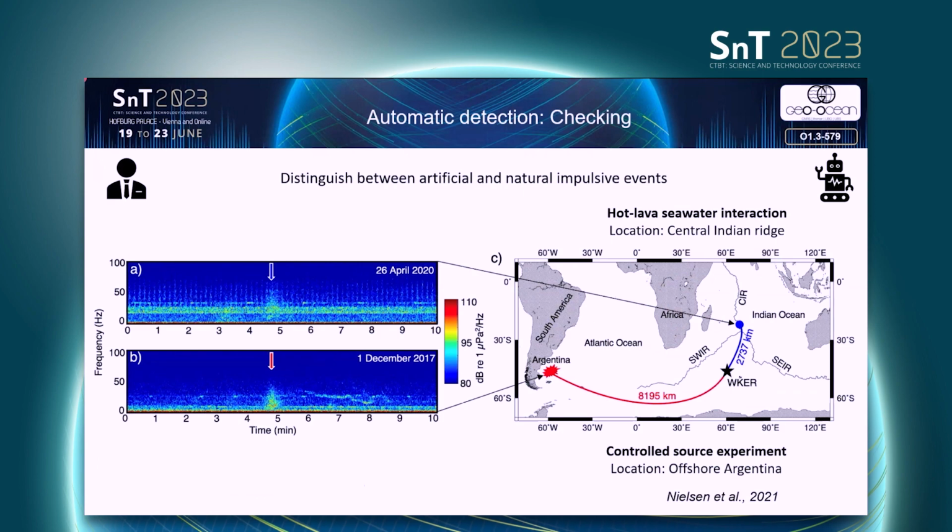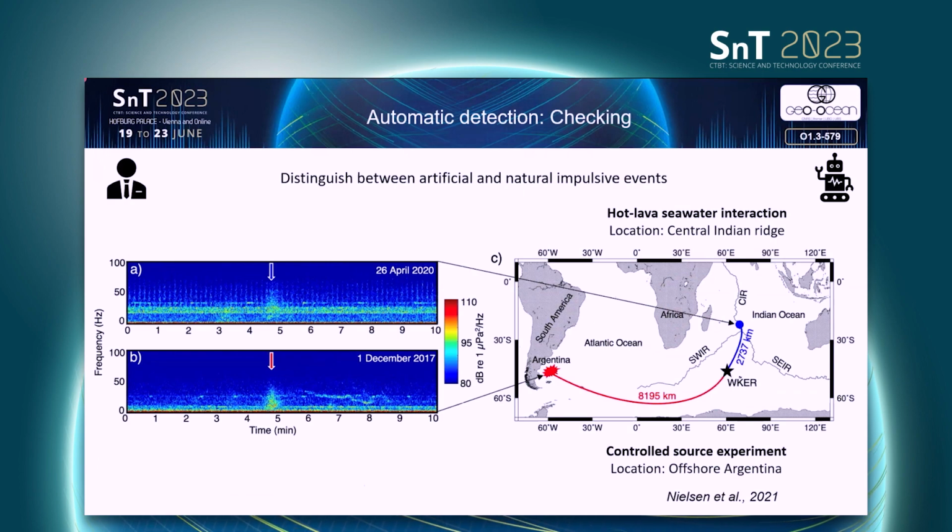So after the training and the human verification, there is one more catch: sometimes we may confuse the natural volcanic event with artificial or controlled source experiment explosions. The spectrogram window on the left shows the spectrogram for the natural volcanic event originating in the Indian Ocean, having a duration of around 10 to 15 seconds with the frequency reaching up to 60 hertz, which is shown by the blue arrow. And there was a controlled source experiment performed off West Argentina in 2017 to monitor the lost submarine. There we also, on this station near the Indian Ocean, the hydroacoustic receiver recorded a signal showing similar frequency content and duration.